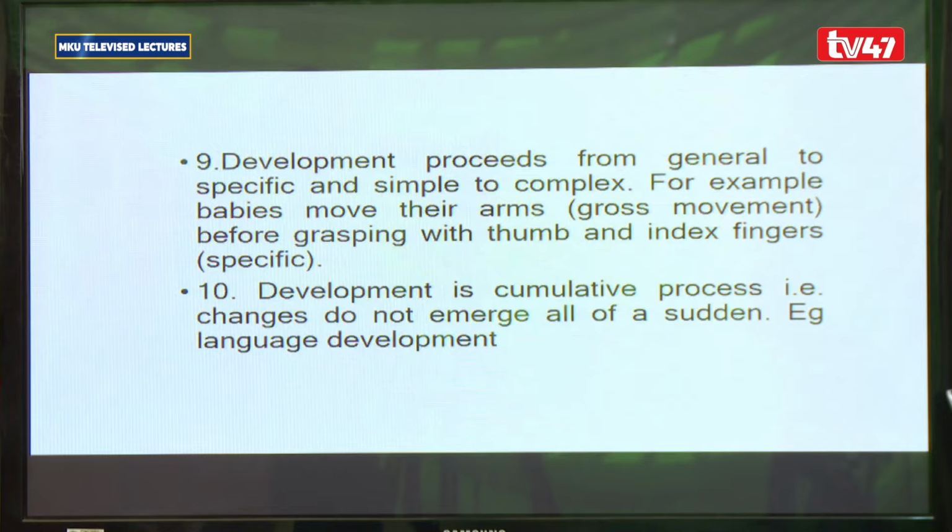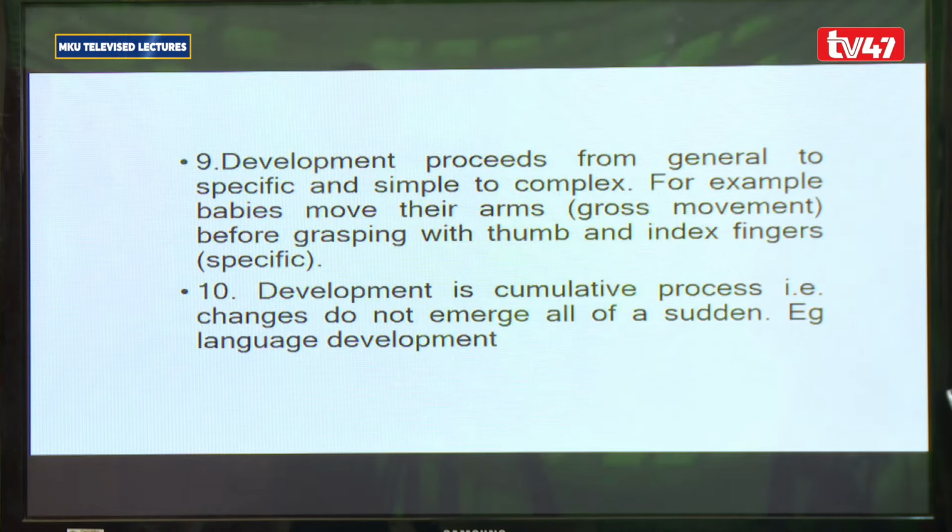Number 9, development proceeds from general to specific and from simple to complex. Now, there's an example here where babies can move their arms before grasping with the thumb and index fingers. Even in language development, the baby will begin with general words to mean a series of so many things before being able to select a word that means exactly one thing at a time as required.